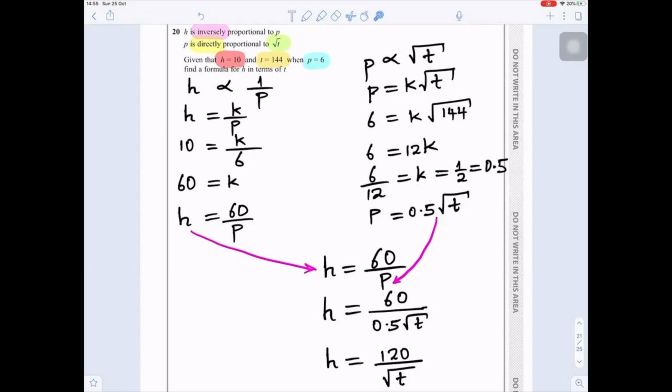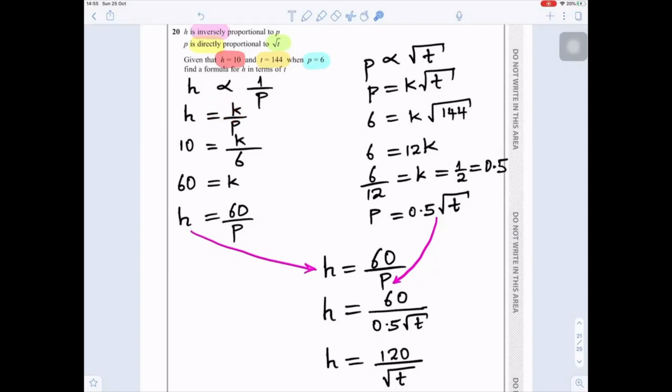Now, the second part says P is directly proportional to the square root of T, not T. So replace the proportional sign with equals and a K. So P is equal to K times the square root of T. See what we've done: we've replaced proportional with equals K, same as for the first one.